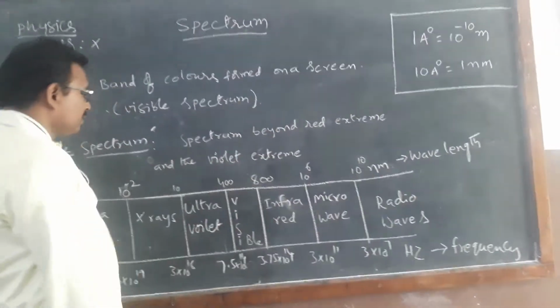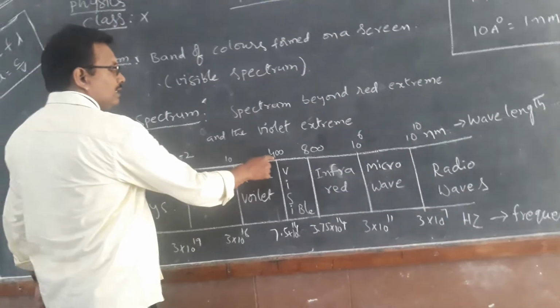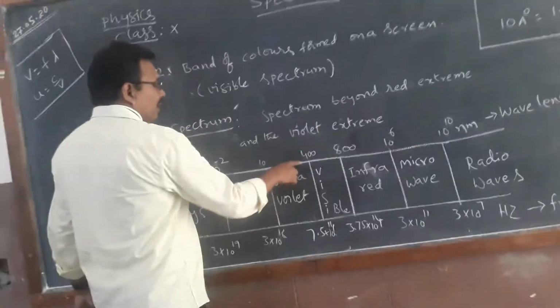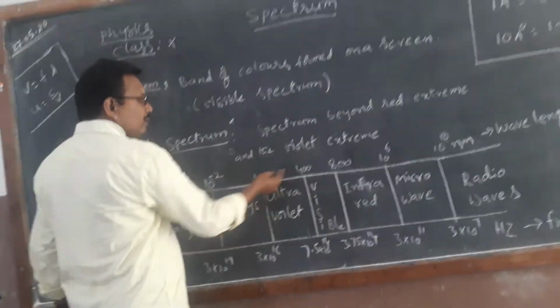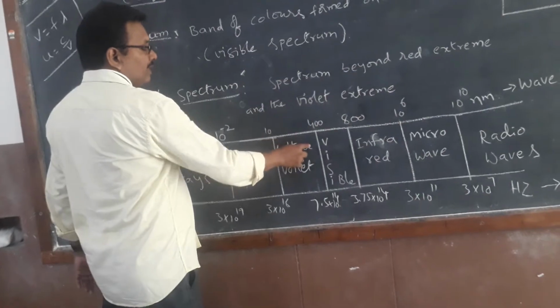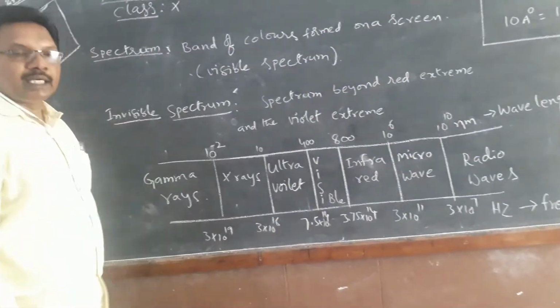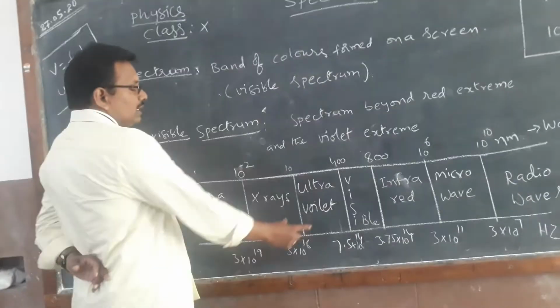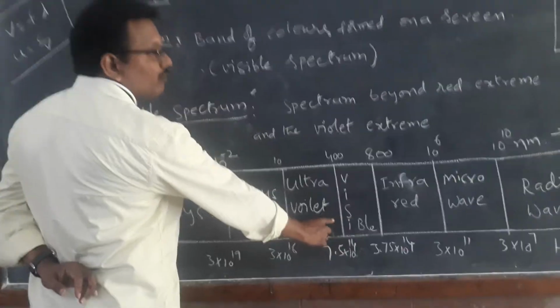Now if we come back below 400 nanometers, that means below violet, the wavelength from 400 down to 10 nanometers, that radiation is called ultraviolet rays. These ultraviolet rays we also cannot see with our eyes. This is also an invisible spectrum.